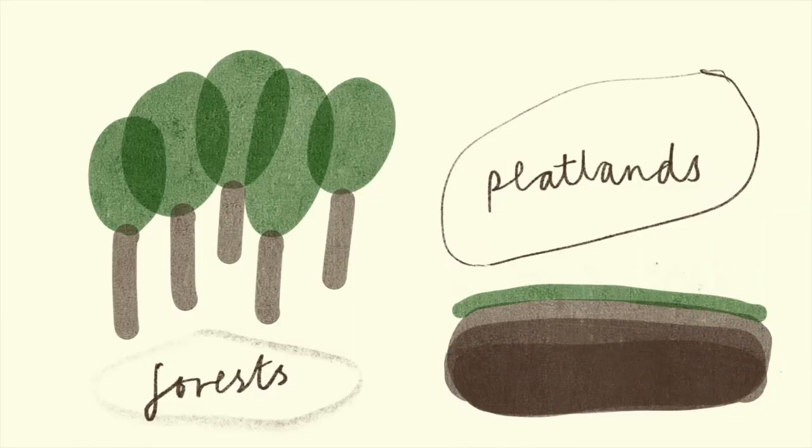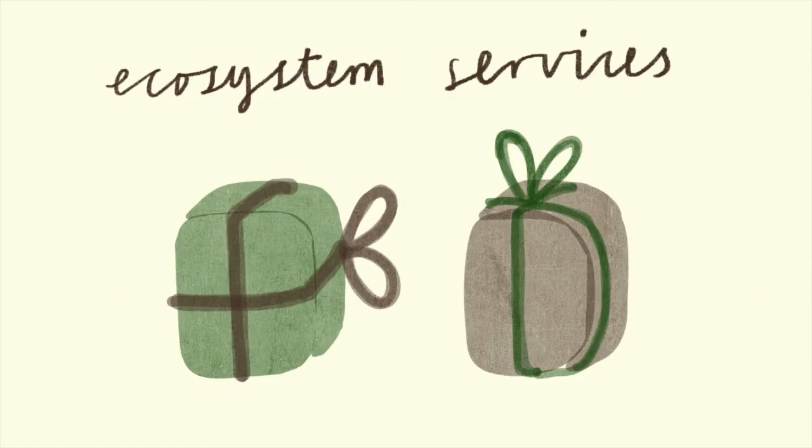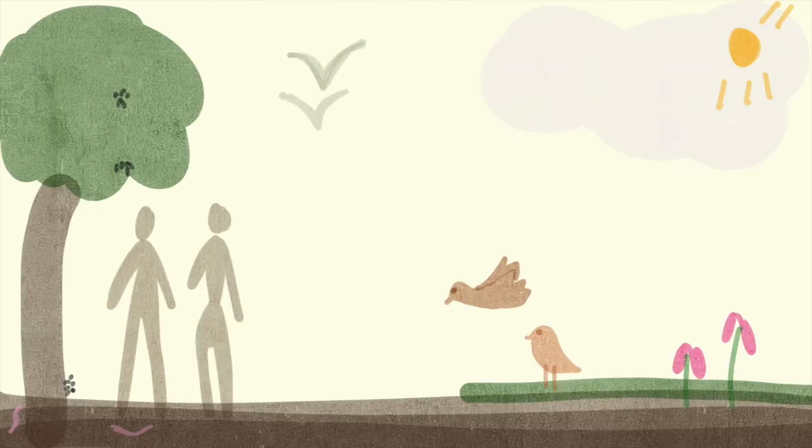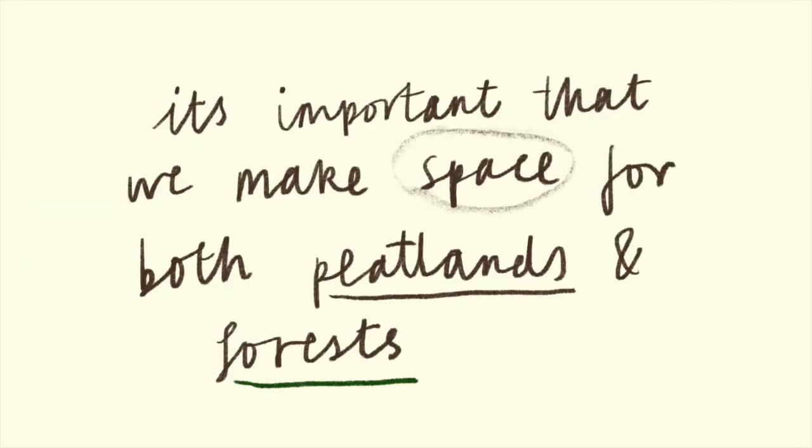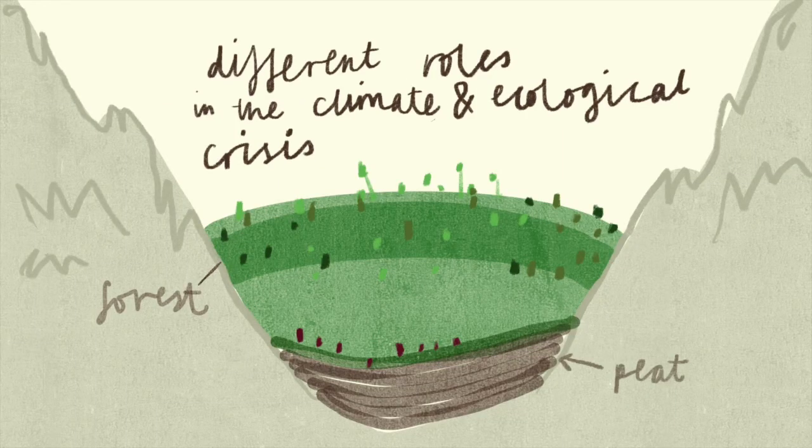Degraded peatlands, however, have the opposite effect and can contribute to worsening water quality, which means heavy chemical treatment of drinking water. So, in summary, both forests and peatlands provide a huge number of ecosystem services and are vital for human and non-human well-being alike. It's important that we make space for both peatlands and forests and understand their different roles in the climate and ecological crisis.